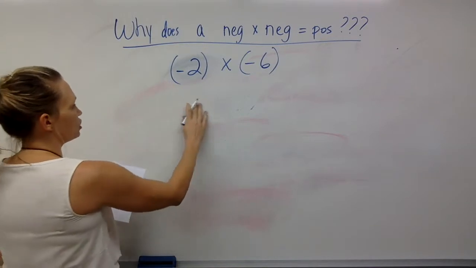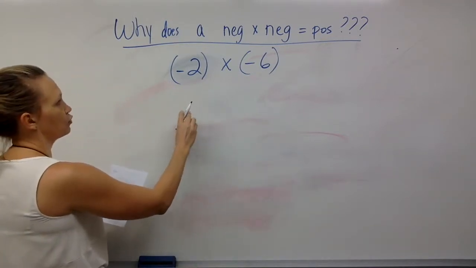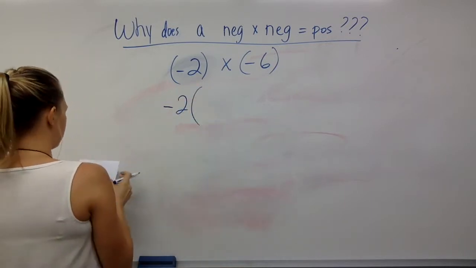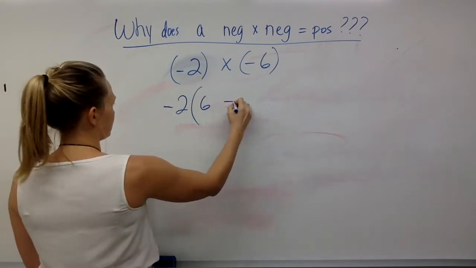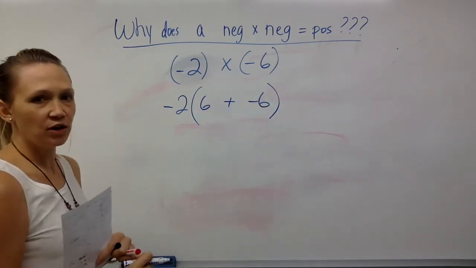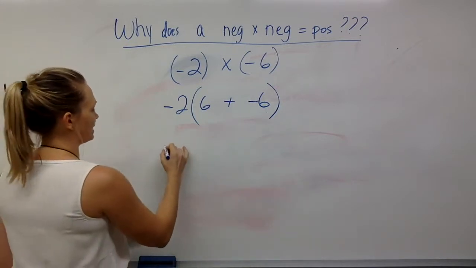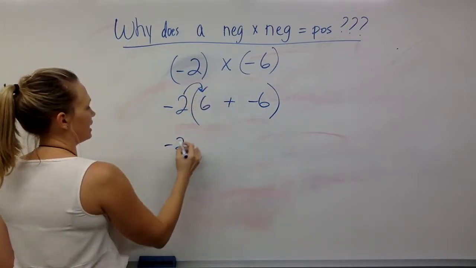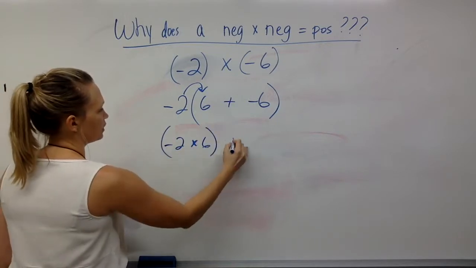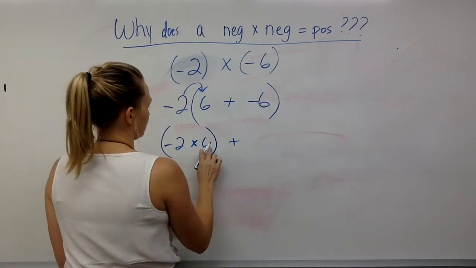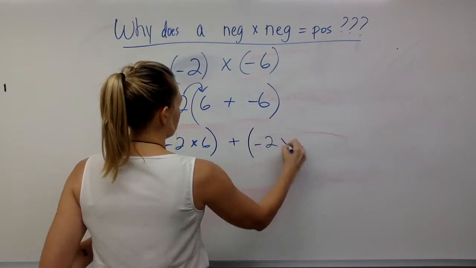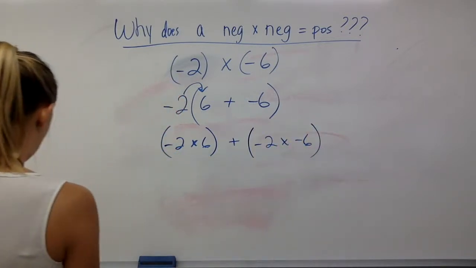All right, using what I know about the distributive property, I'm going to kind of prove why this must be positive. So I'm going to pull that -2 out here. I'm going to say -2 times the quantity 6 plus -6. Okay? Now, using what I know about the distributive property, I can rewrite this as -2 times 6 plus -2 times -6. Okay?